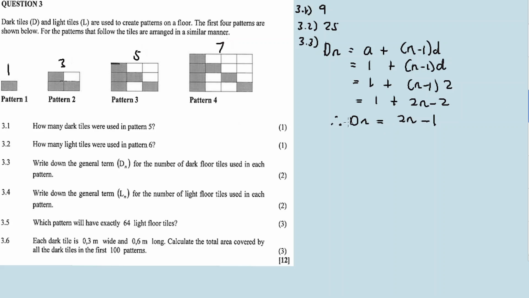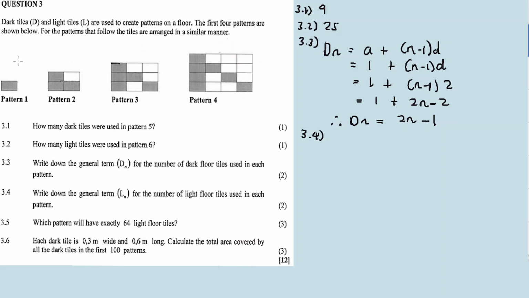3.4, write down the general term ln for the number of light floor tiles used in each pattern.